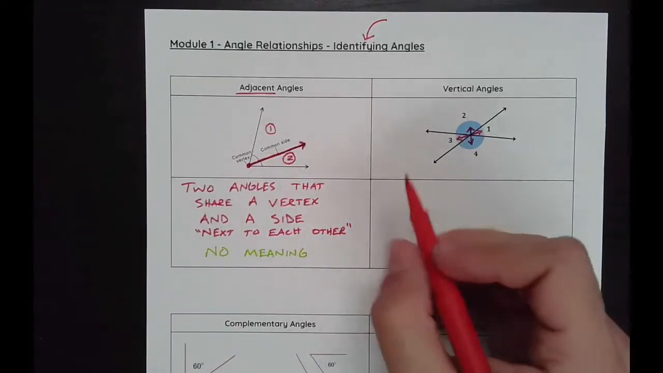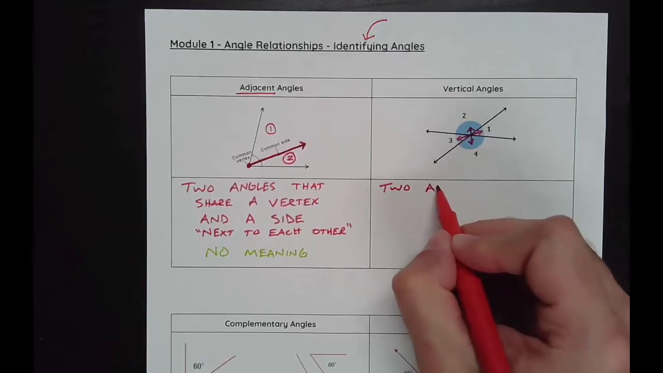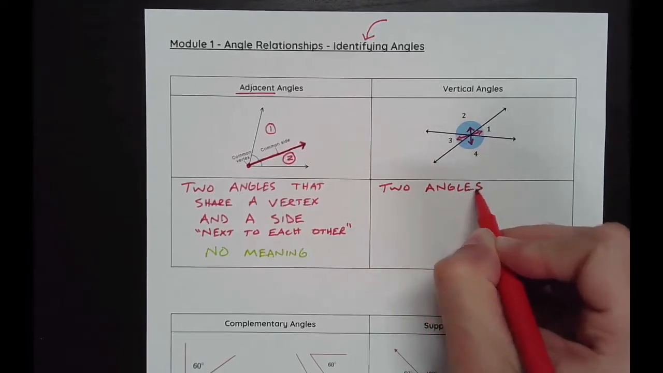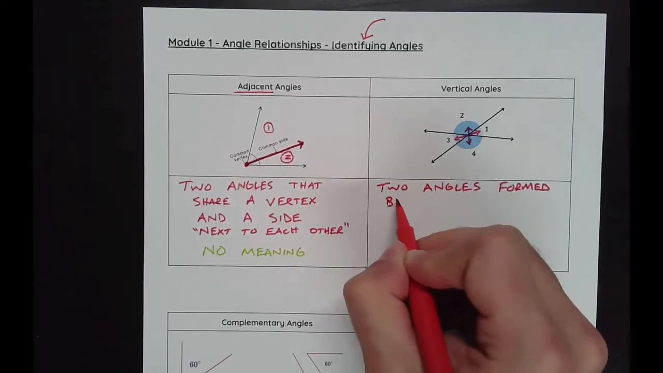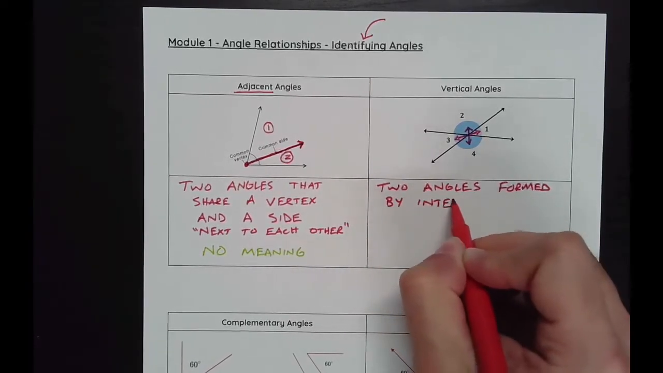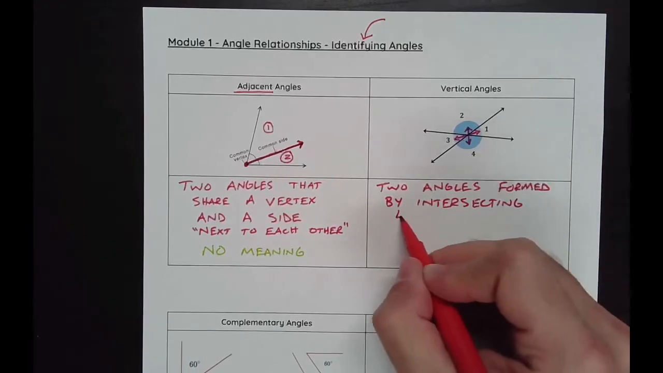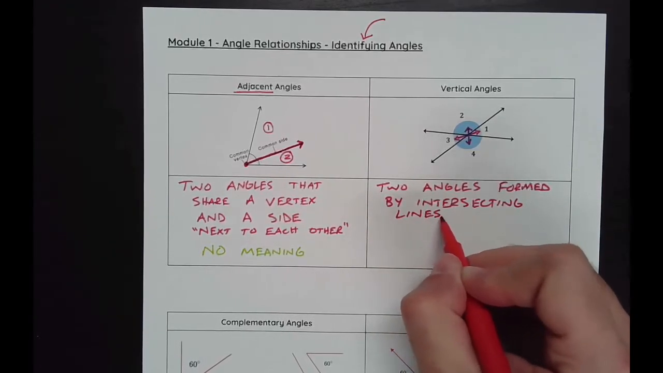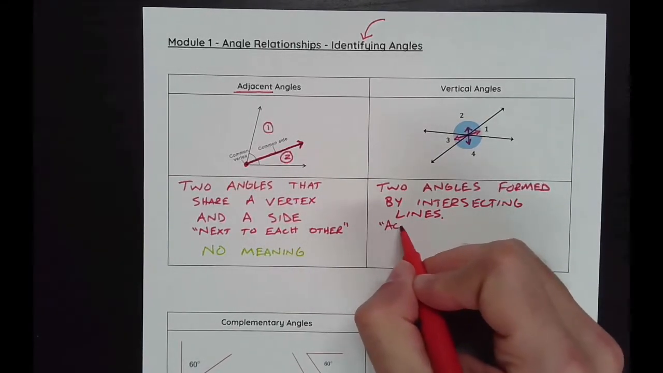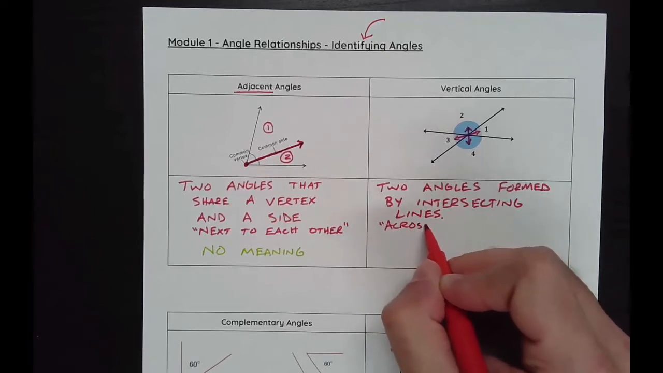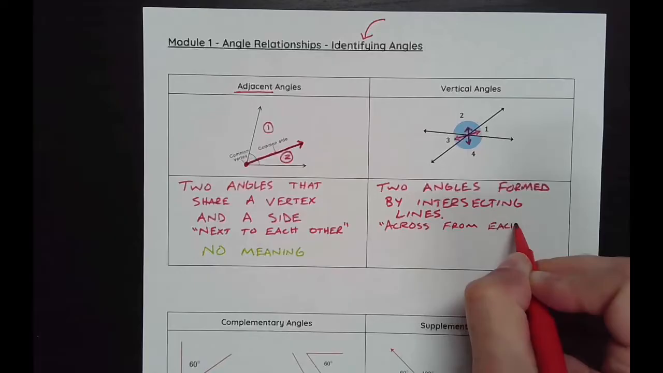So we have vertical angles when we have two angles that are formed by intersecting lines. It's the only way that they're formed. And here we're going to remind ourselves that they are across from each other.